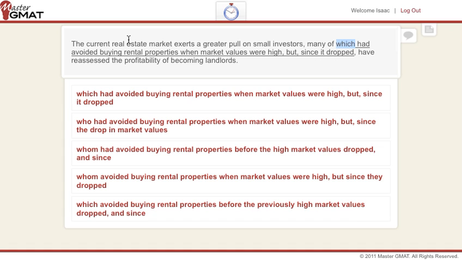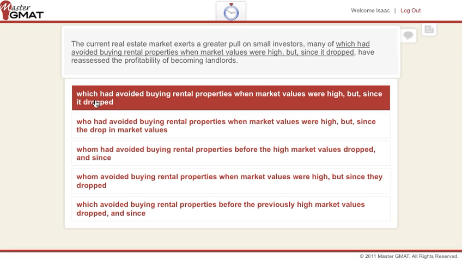So we see that the current real estate market exerts a greater pull on small investors, many of which. Well, let's think about our relative pronoun rule. Which is supposed to describe non-humans. Investors, however much we might want to think are non-humans, are pretty much humans as well. So over here we have a little bit of a problem because the which is describing human beings. So we can't have that. That's already one mistake. We can get rid of A right away.